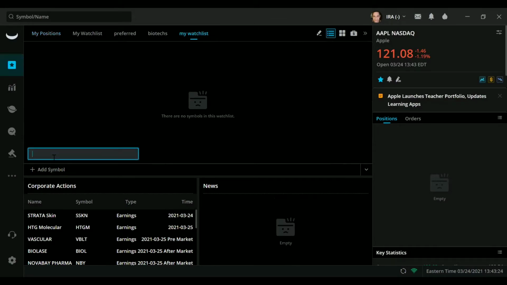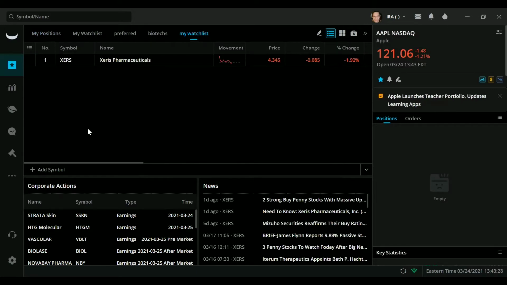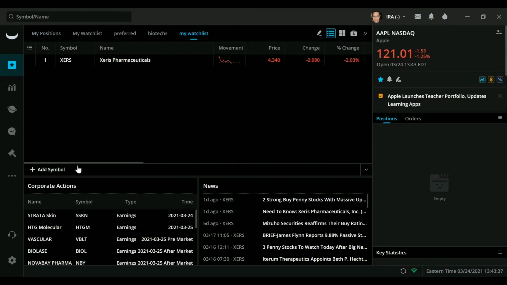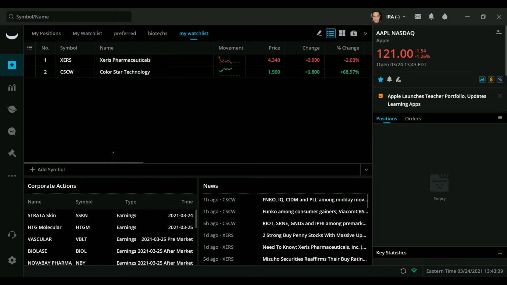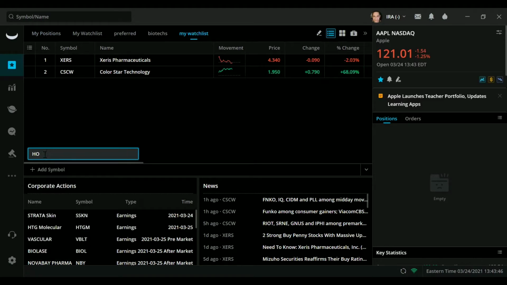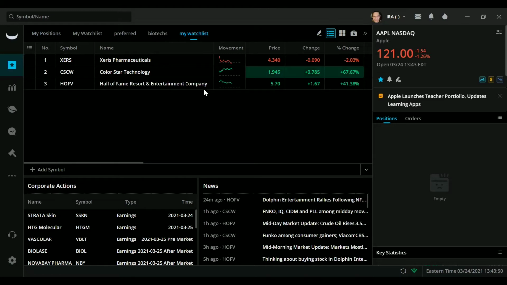So since the last software we were looking at ZERS, let's just put it in there. Let's also add, I believe it was CSCW. I believe that's what it was. And let me just add one more. So we'll add HOVF. HOFV. Believe, yep, there it is, Hall of Fame. So there's 3 stocks added.